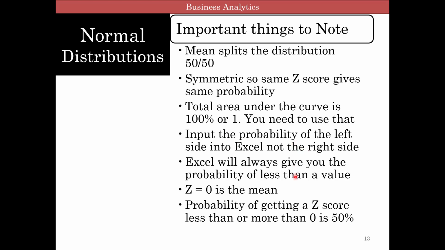Excel also will always give you the probability of less than a value, not greater than. And so you have to use 1 minus that value to calculate the probability of it being greater than. Remember, z-score of 0 is exactly the mean. When z-score is 0, your value is the mean. And therefore, the probability of getting a z-score less than 0 or more than 0 is exactly 50% because the mean splits the data into two equal halves.